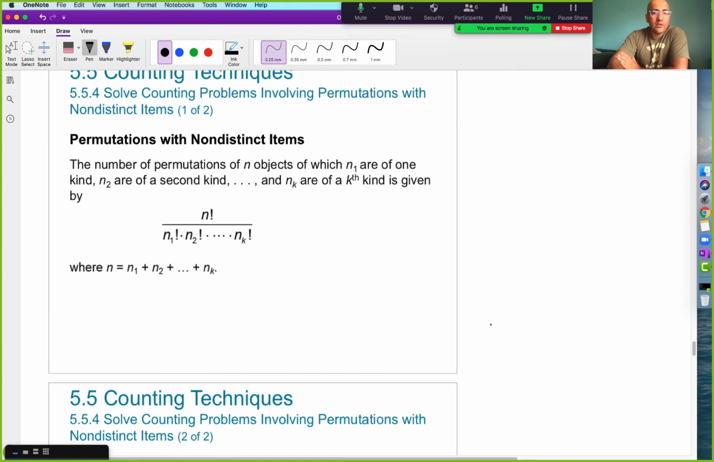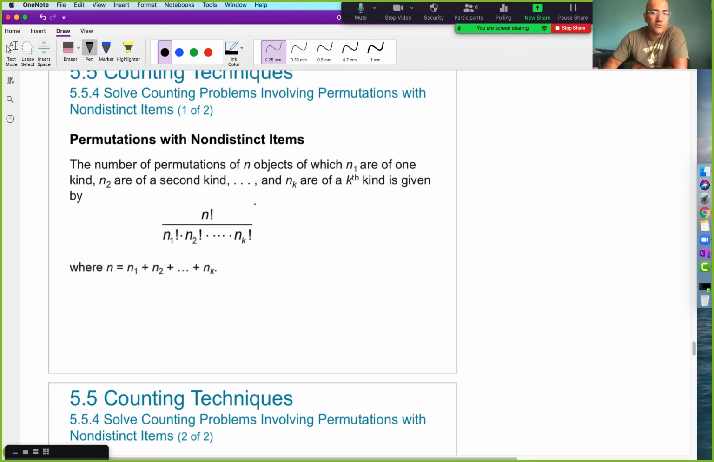Okay, permutations with non-distinct items, right? The one we just did. The number of permutations of n objects in which n sub 1 are of one kind, n sub 2 are of a second kind, and so on and so forth, until we have the last kind, which is n sub k. There are k different types running around in our population, right?